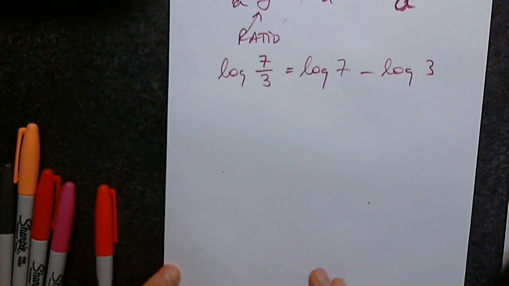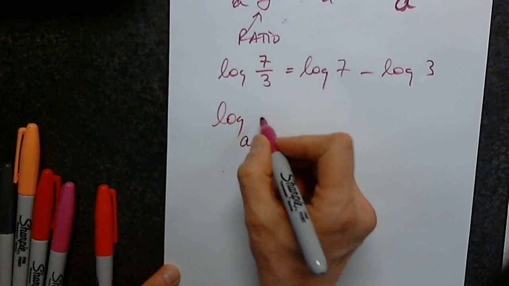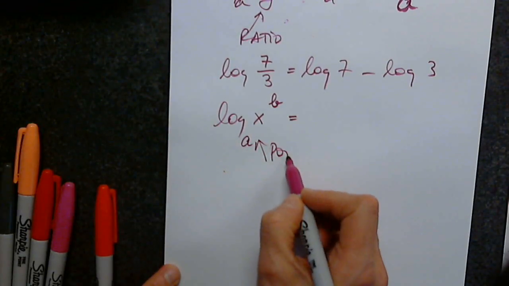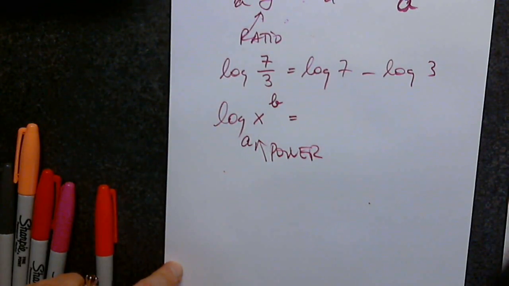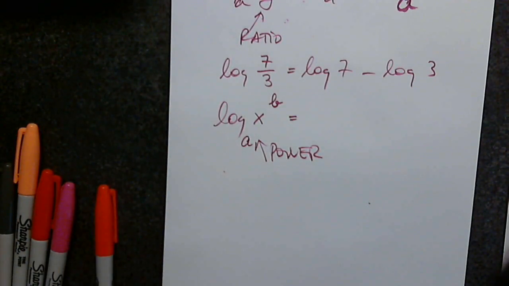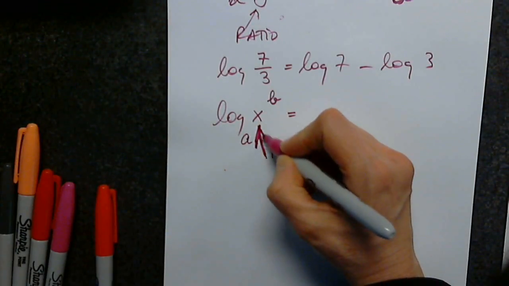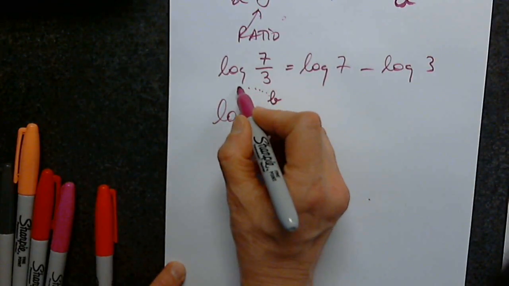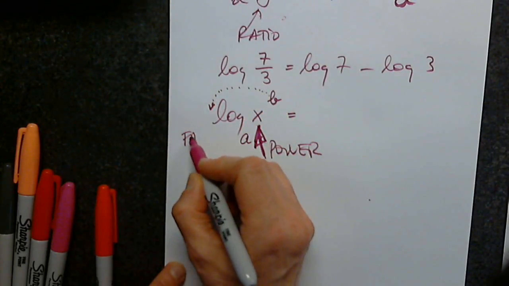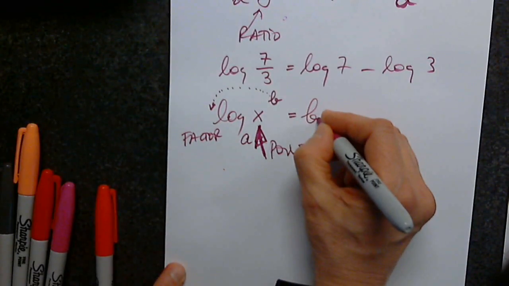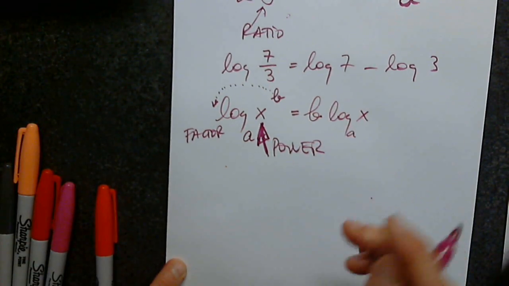One more, last one. So this is the power. So the first one was product rule, the second one was quotient or ratio rule, and this is a power. Here, this one. It's a base raised to a power. So here is the answer. This goes in front as a factor, which means multiplied, not added or subtracted. So this is b times log base a of x.